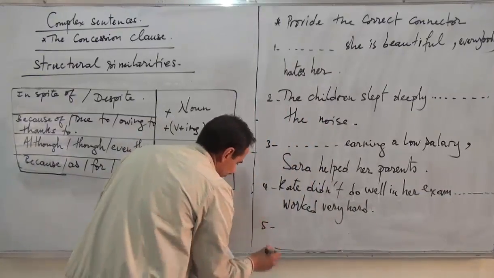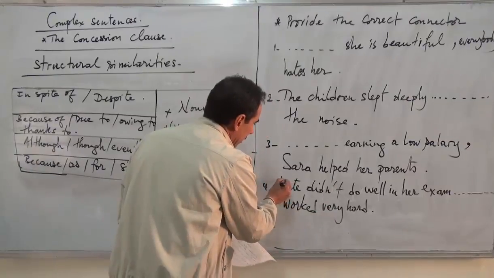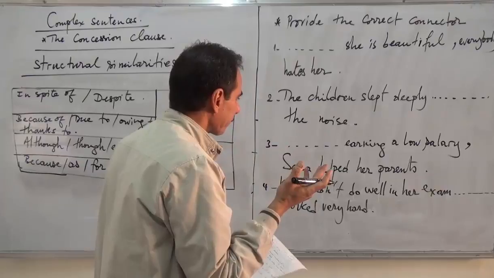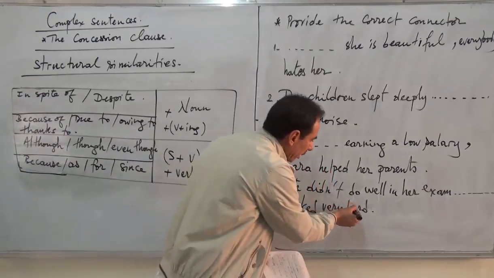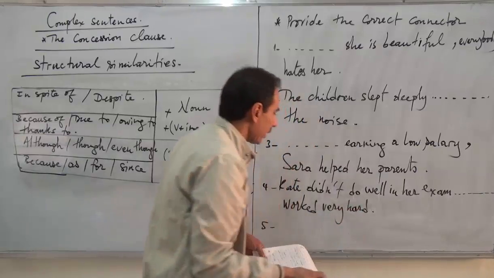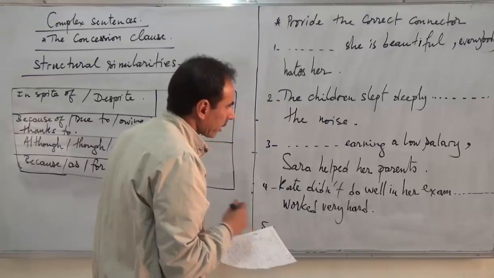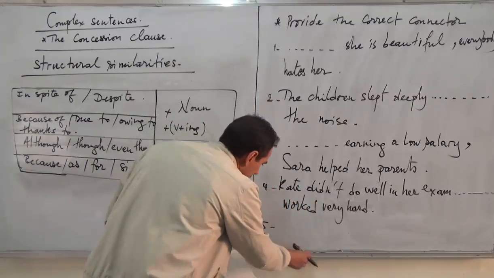And number 5, the last one, I think it is clear. Kate didn't do well in her exam. Worked very hard means that she prepared very well for her exam. She worked hard. She didn't get good marks.